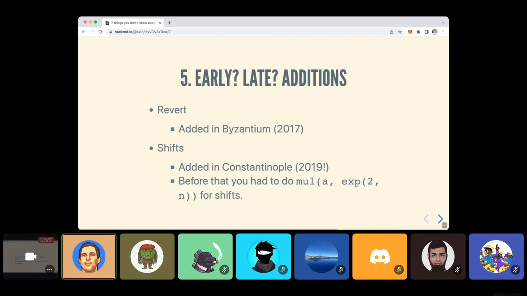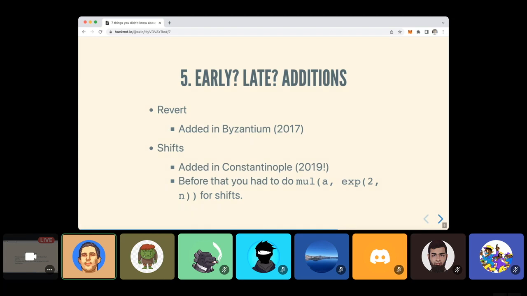Luckily, we were able to add shifts, which I think were first proposed in 2016 or 17. They were added in 19. And before shifts were a thing, the way to emulate them was with the exponential function. And that was actually repriced, I think, once, and it was extremely expensive. And I believe 2019 was the last time when a significant EVM-specific improvement went live.